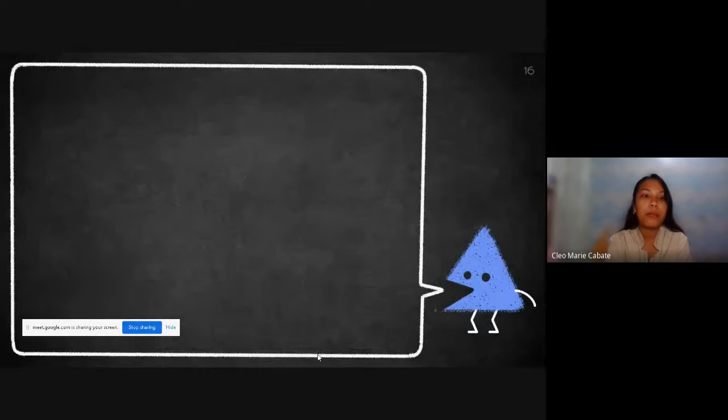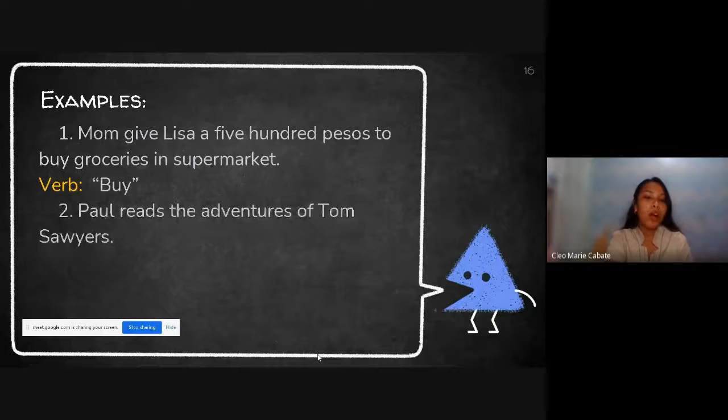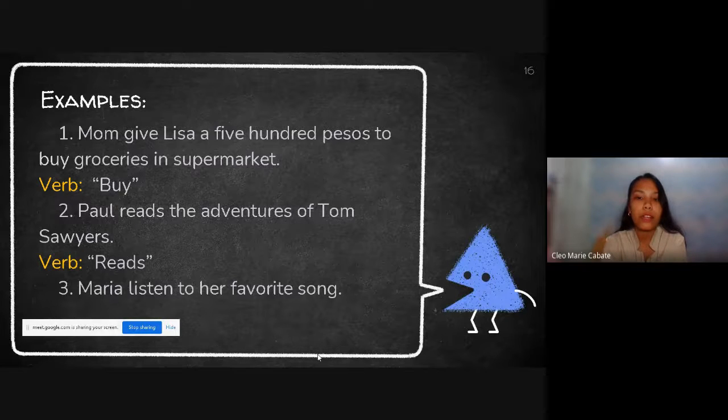So I have provided here an example. For example number one: Mom gave Lisa 500 pesos to buy groceries in the supermarket. What is the action word? It is buy. For the next: Paul reads The Adventures of Tom Sawyer. What is the action word in the sentence? It is read. For number three: Maria listened to her favorite song. What is the action word? It is listen. Very good.